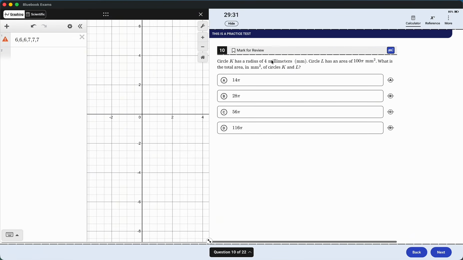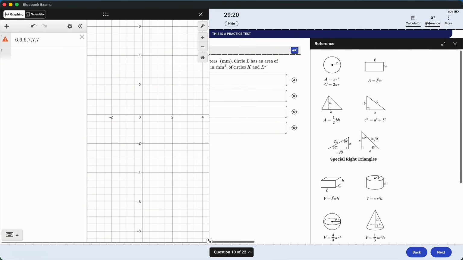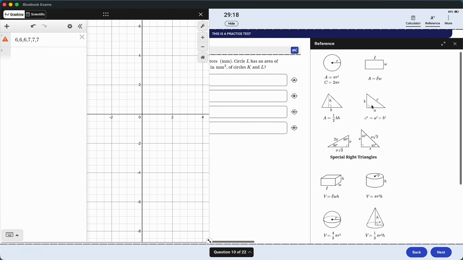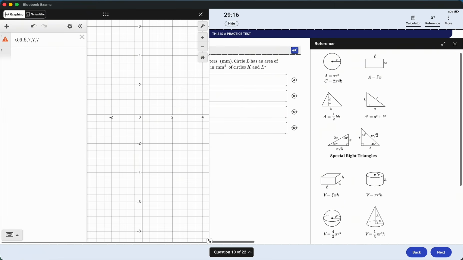Next one. Circle K has a radius of 4 millimeters. Circle L has an area of 100 pi millimeters squared. What is the total area in millimeters squared of K and L? So this is an area formula, right? This reference button here, you have that on the Bluebook, right? It gives you some formulas. It does give you area of a circle.